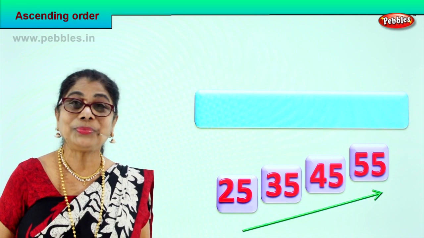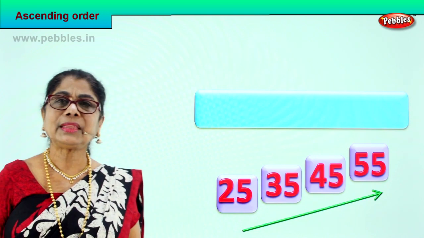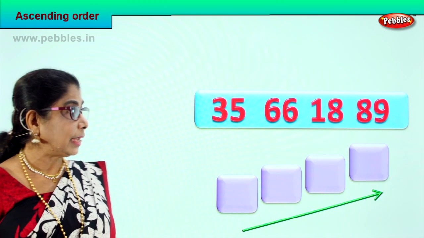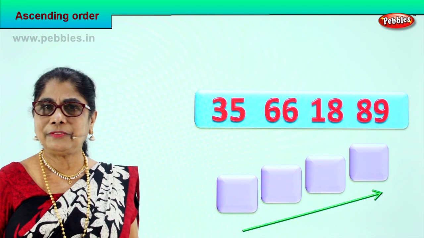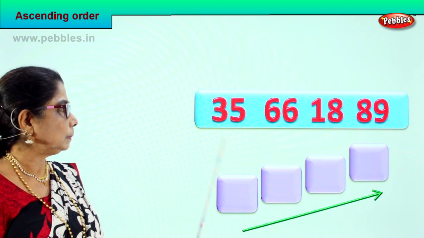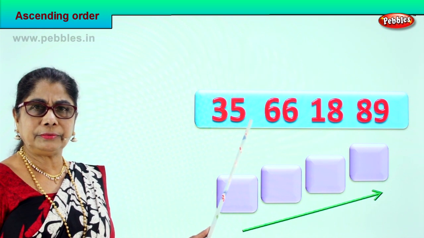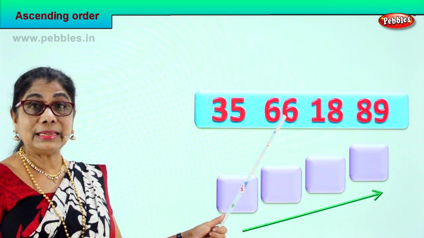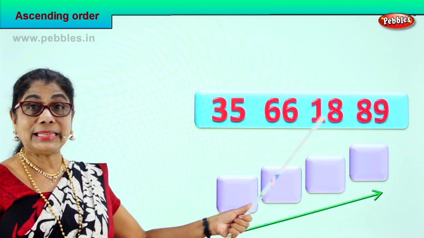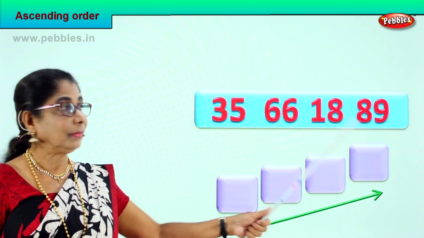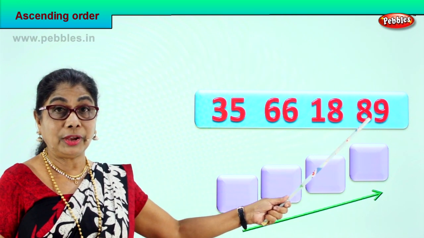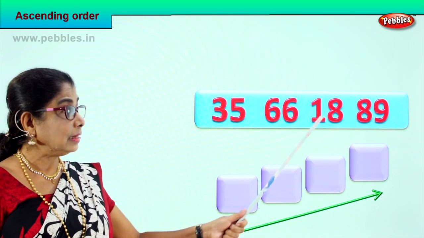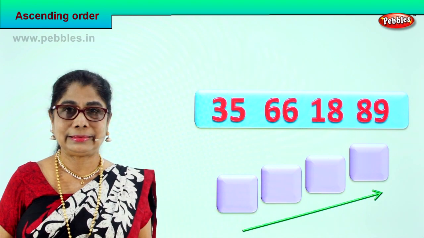Did you enjoy? Good. Let's go to another exercise now. Look at the numbers carefully and let's find all the tens places. First number is 35. 3 tens. Next number is 66. 6 tens. Next number is 18. 1 ten here. And the last number is 89 and you have 8 in the tens place. 3 tens, 6 tens, 1 ten, 8 tens.